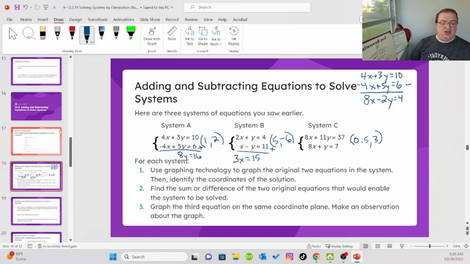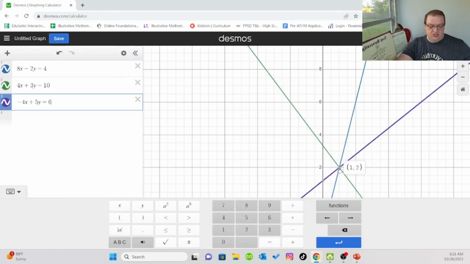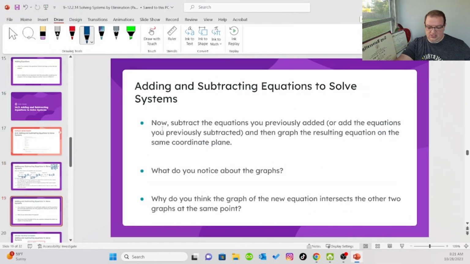So even though it doesn't help us solve it mathematically, we can see that we would still end up with the same solution. Here, it allowed us to find it mathematically, and we found out the answers were 1, 2. Even when we subtracted, when we graphed that, we still ended up with a solution at 1, 2. What do we notice about the graphs? We notice that they all still cross at 1, 2.